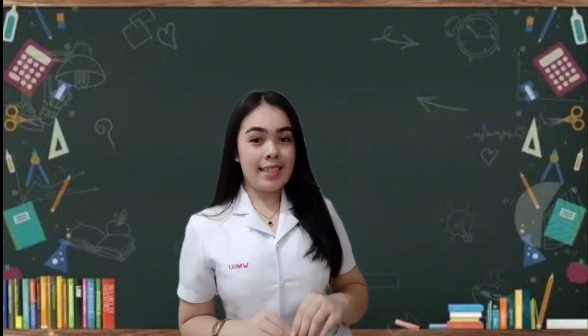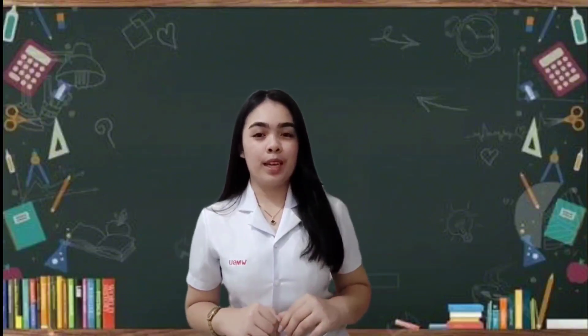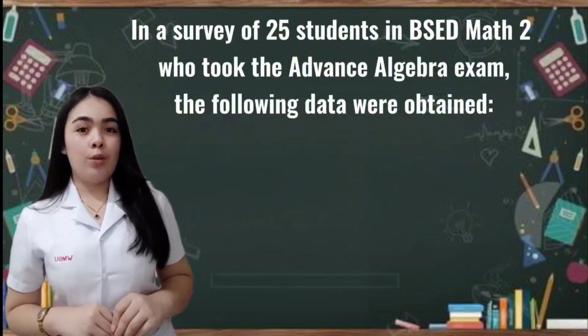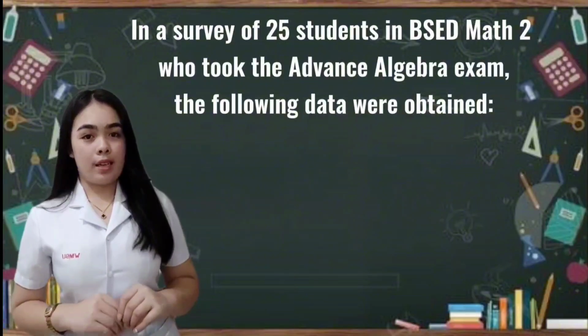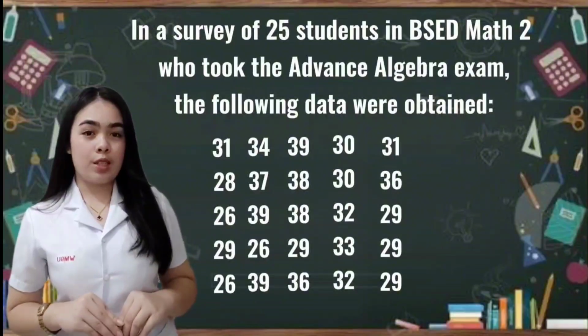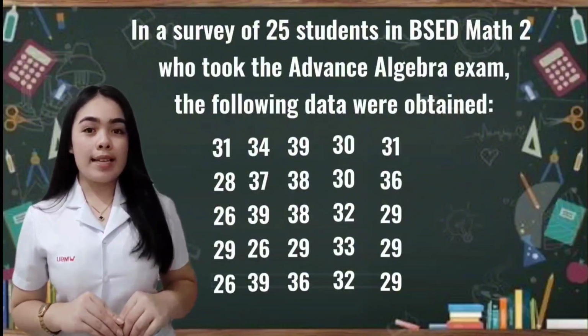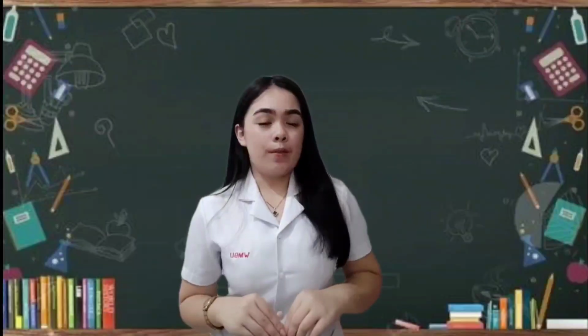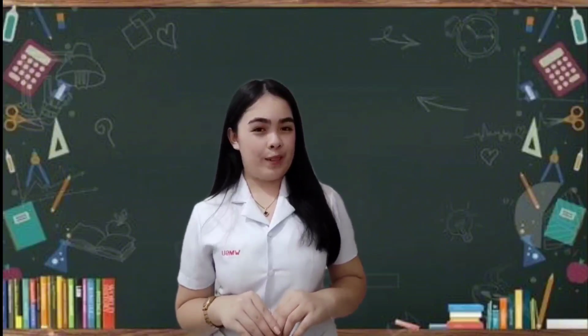To better understand, let us have an example. In a survey of 25 students in BS Ed Math 2 who took the Advanced Algebra exam, the following data were obtained. Each value represents the scores of those students who were asked about their scores in the algebra examination. Since we already have the data, now let's go through the 8 steps in constructing a grouped frequency distribution.